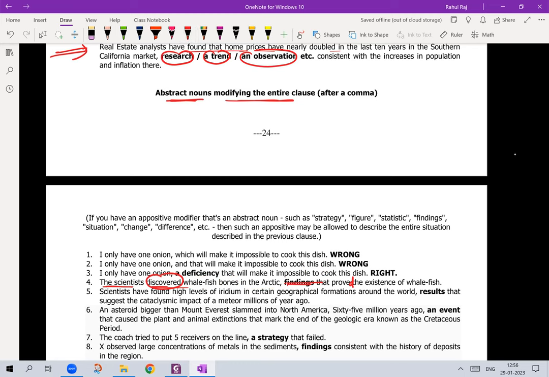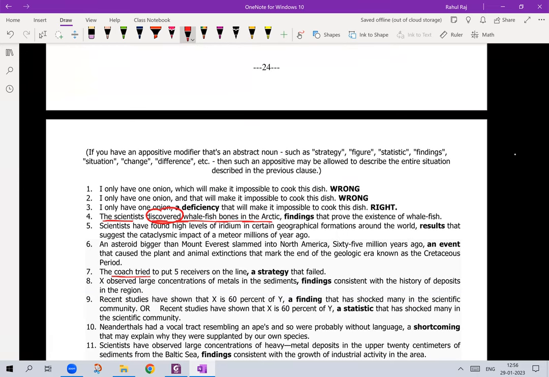So you should write a sentence in a way that the scientists discovered the whale-fish bone in the Arctic, a discovery that proved the existence of whale-fish, or a finding that proved the existence of whale-fish, or a research that proved the existence of whale-fish. Is this making sense? Imagine the coach tried to put 5 receivers on the line, a strategy that failed.